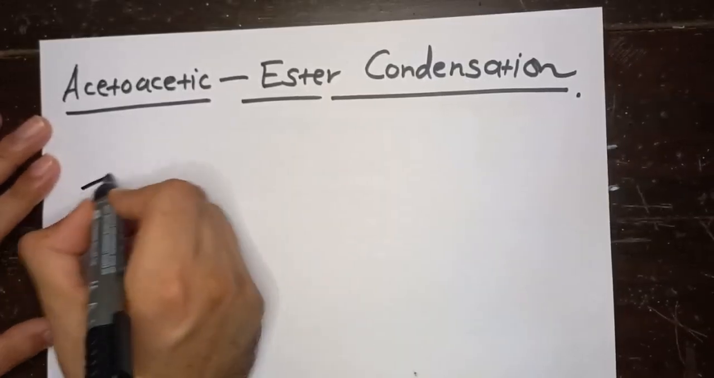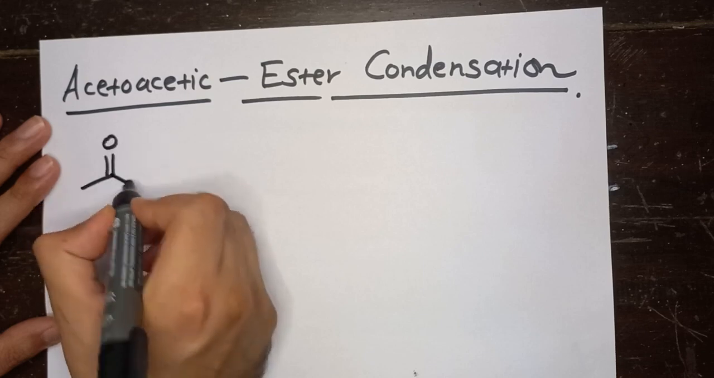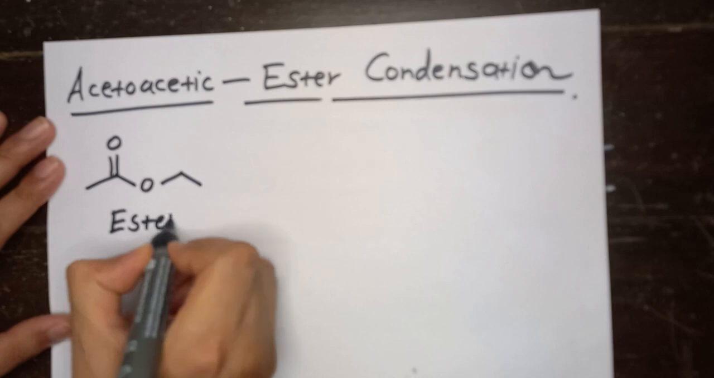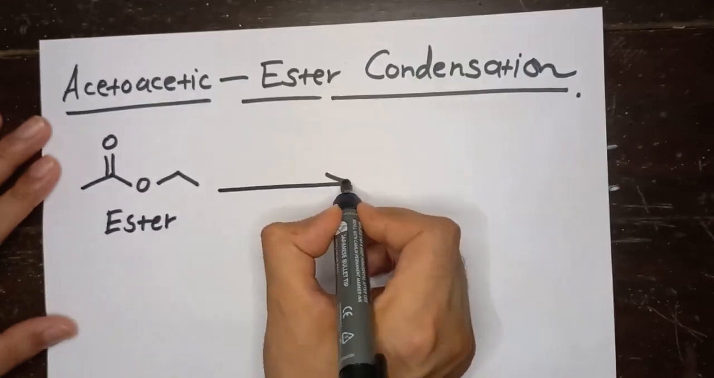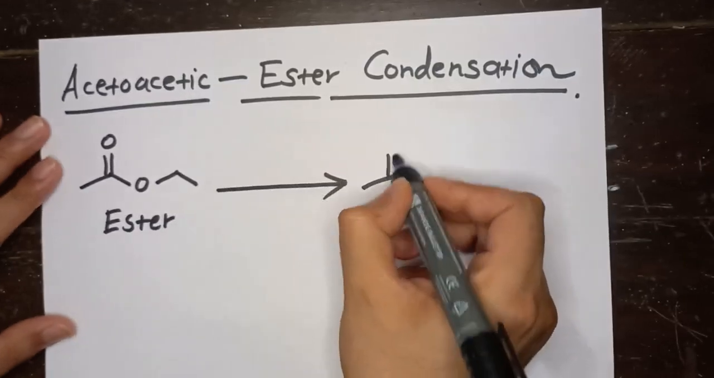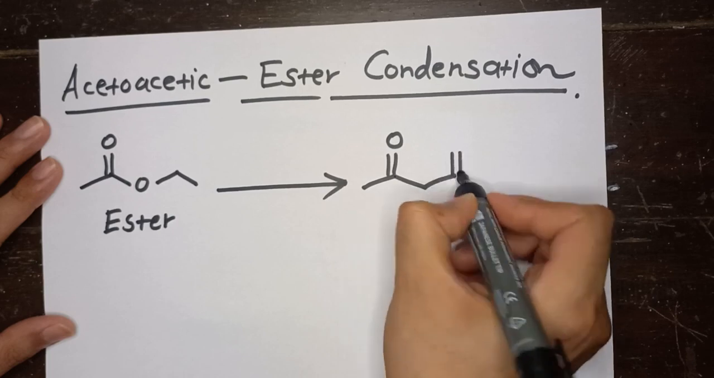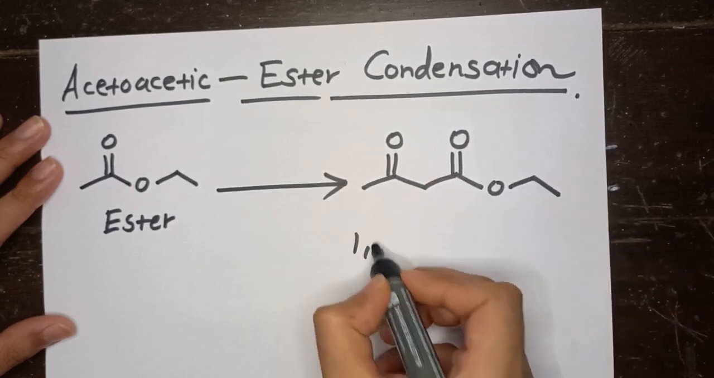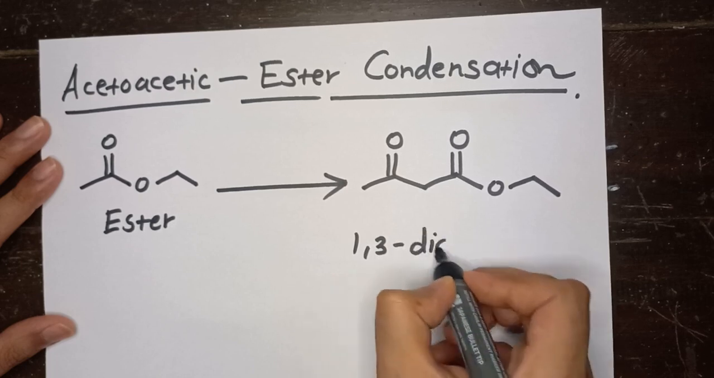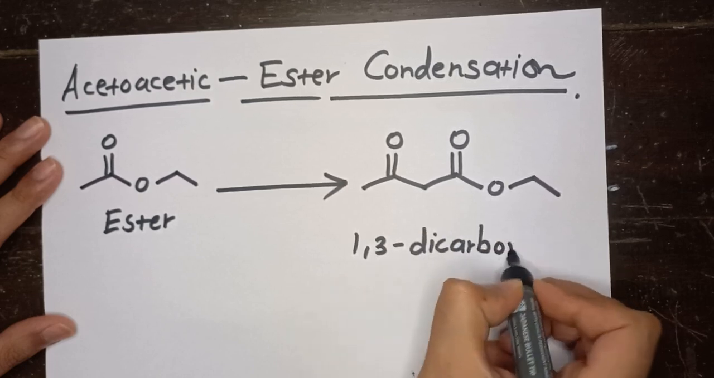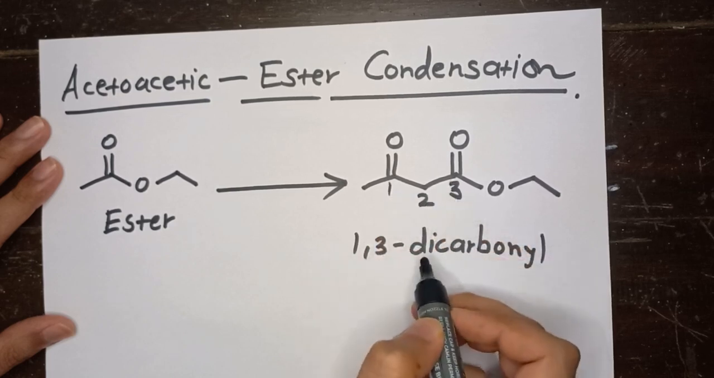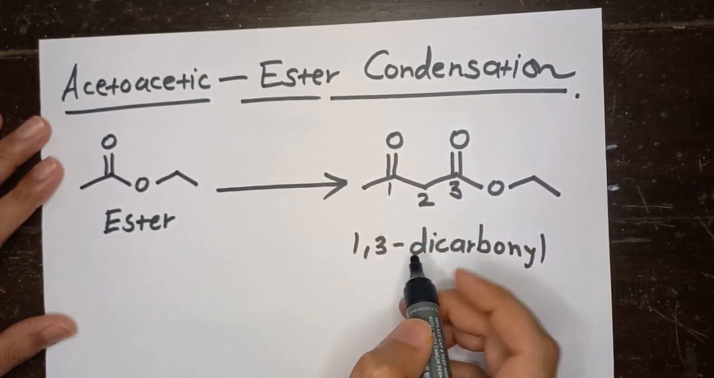So in this reaction, the starting material is an ester molecule, and we are converting this ester into a 1,3-dicarbonyl system. Why 1,3? Because at the 1 and 3 positions we have two carbonyl groups.